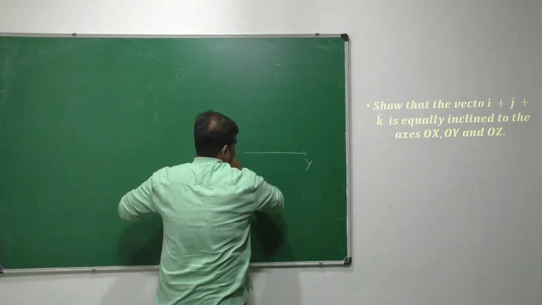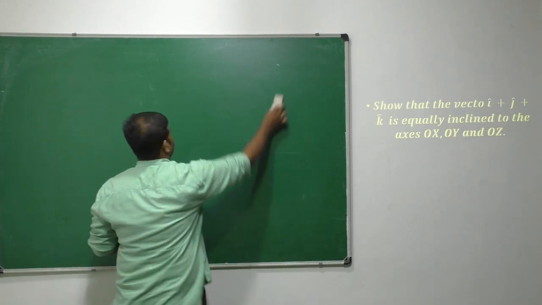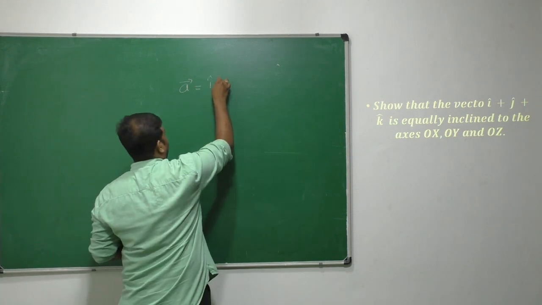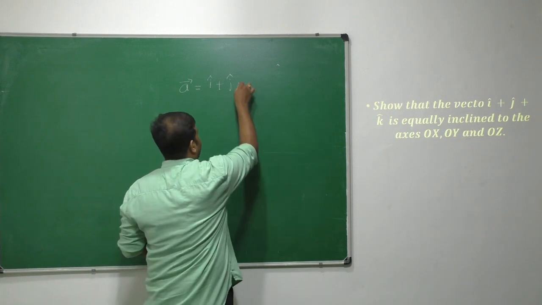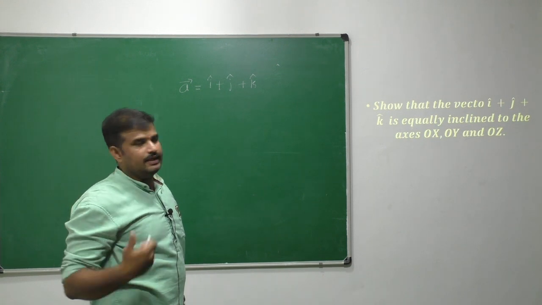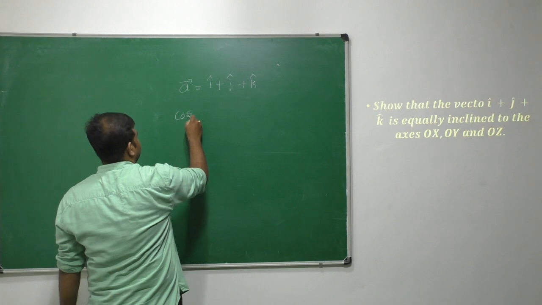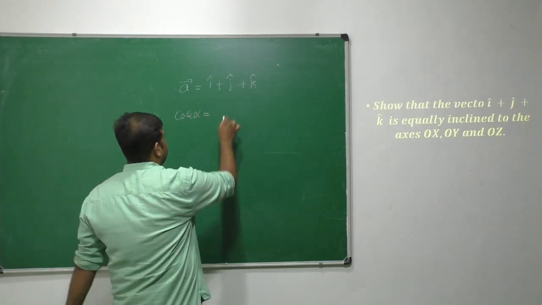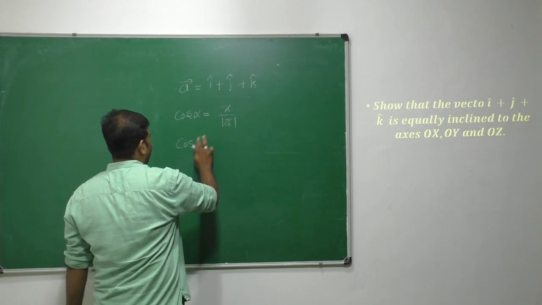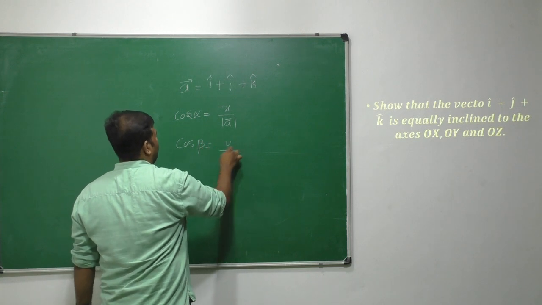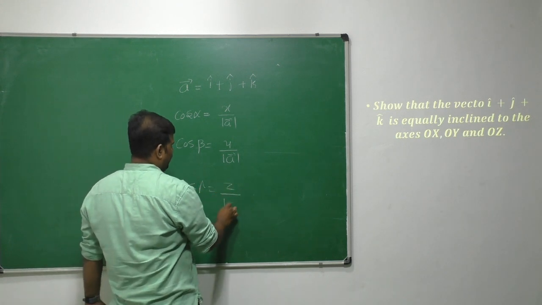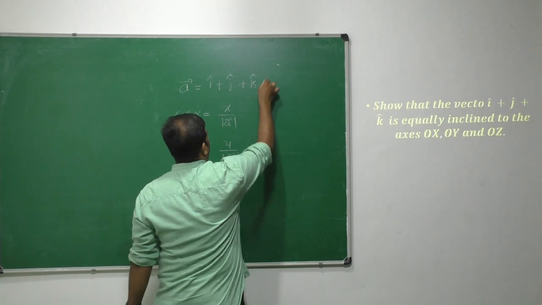once again I am taking the given vector as some vector a. This is your vector a. What is the vector a? It's I cap plus j cap plus k cap. Now try to find what is cos alpha, cos beta and cos gamma. What is cos alpha? That is your L, x by magnitude of a. What is cos beta? Sorry, it's cos beta, y by magnitude of a, and cos gamma is z by magnitude of a. So again, what is the magnitude of a?